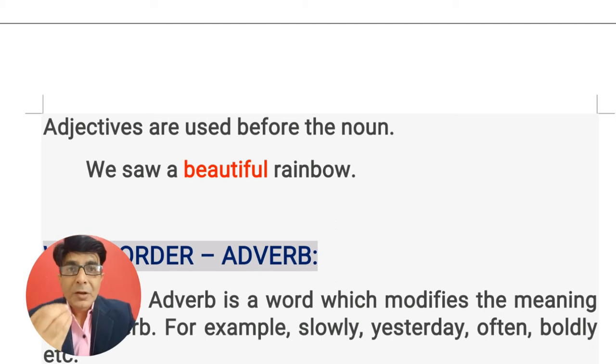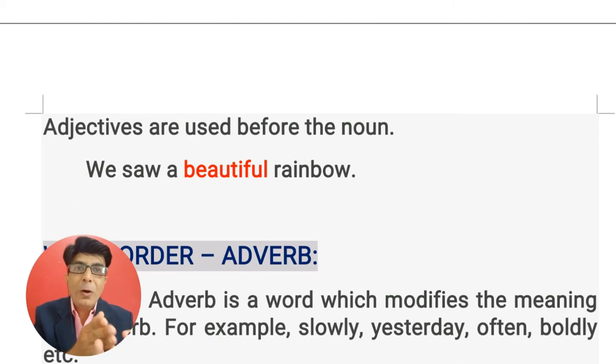Now where these adjectives are used in the sentence, remember adjectives are the modifiers of nouns. That's why they are always used before the noun. So when you are using the noun rainbow, and if you want to give some more information about the word rainbow, then you can say a beautiful rainbow. So the word beautiful is an adjective which comes before the noun rainbow, right?